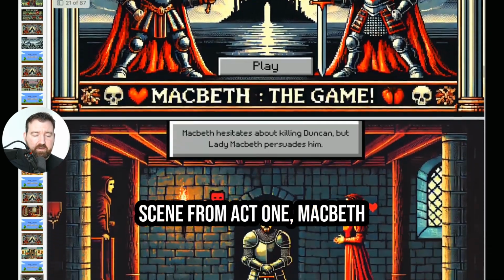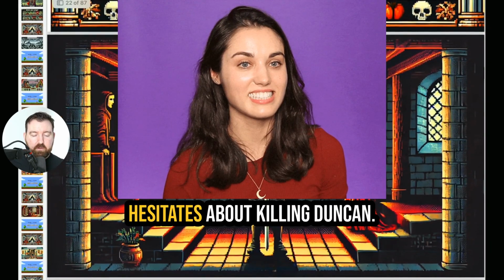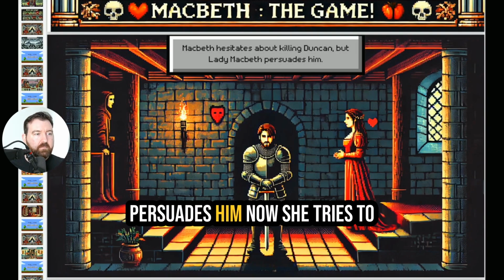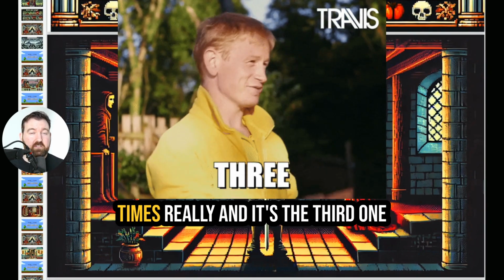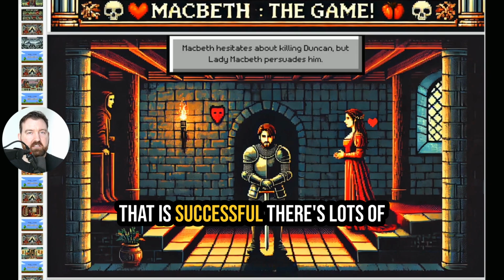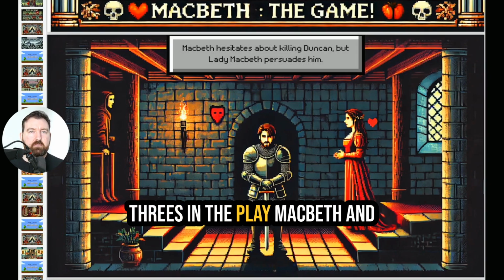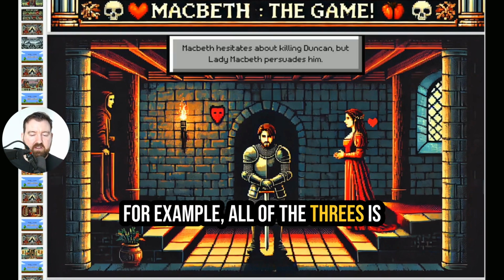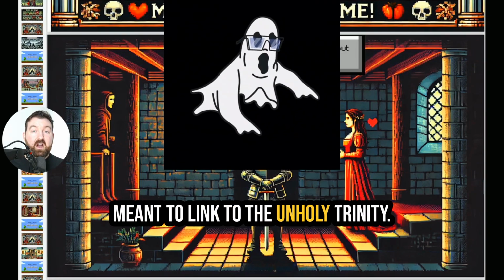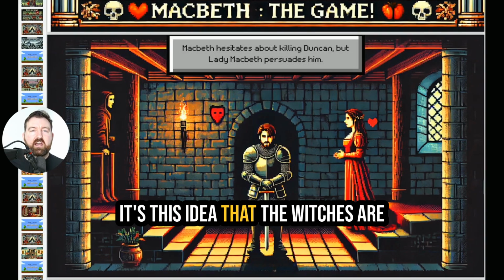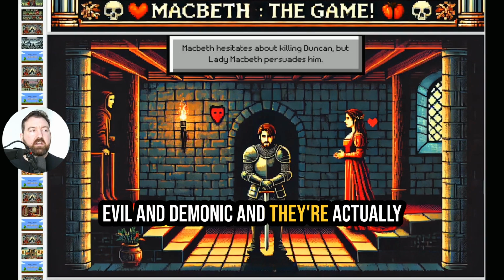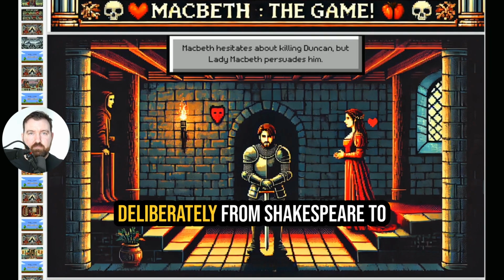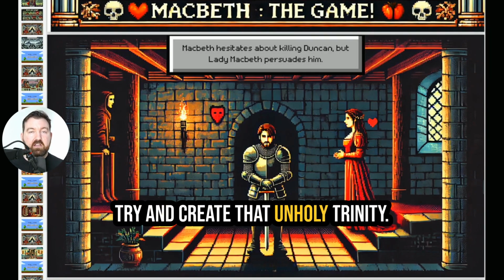Act 1, Scene 7, final scene from Act 1. Macbeth hesitates about killing Duncan, and it is Lady Macbeth that ultimately persuades him. Now, she tries to persuade him 3 different times, really, and it's the third one that is successful. There's lots of 3s in the play Macbeth, like the 3 witches, for example, and all of the 3s are meant to link to the unholy trinity. It's this idea that the witches are evil and demonic, and they're actually bringing about evil in the world. So there's lots of use of 3 deliberately from Shakespeare to try and create that unholy trinity.